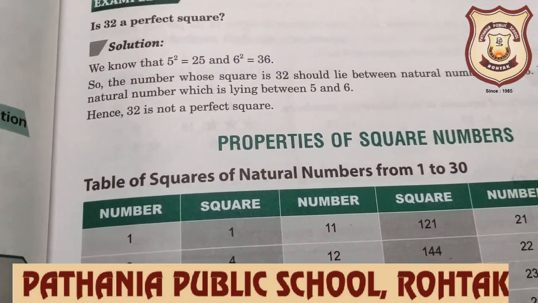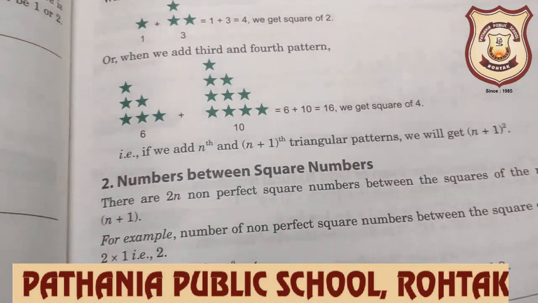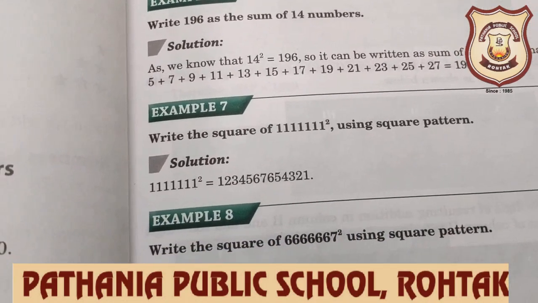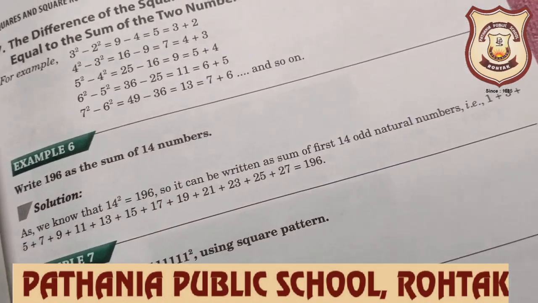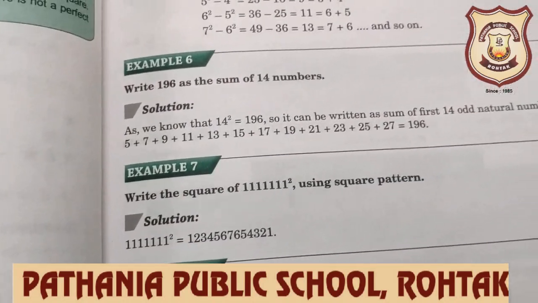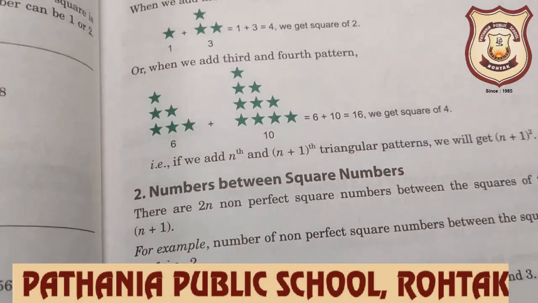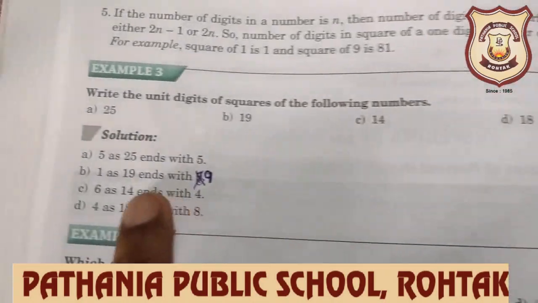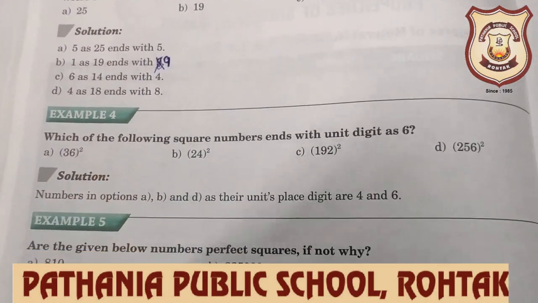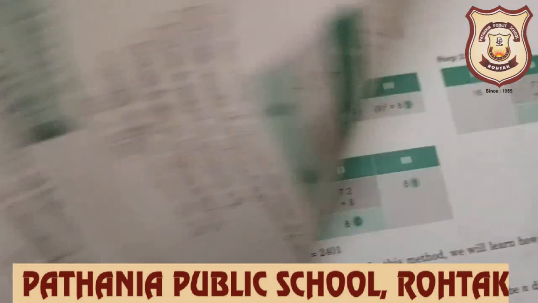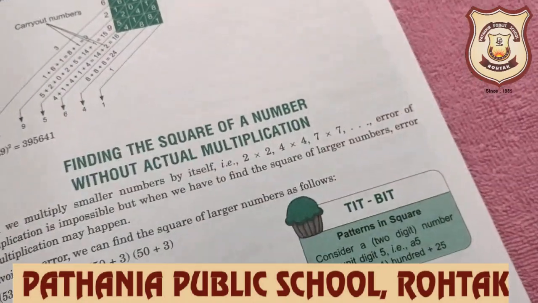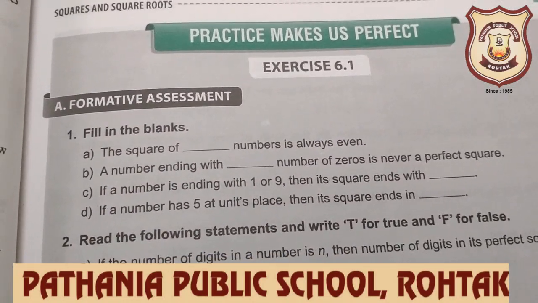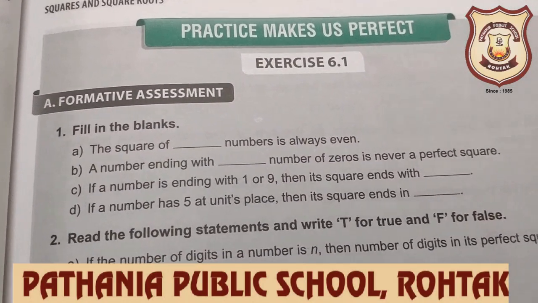So what you have to do, in your fair notebook, examples 6, 7, 8 are not for today. Example 2, then example 3, example 4, example 5, and then question number 1. This question number 1, you complete in your fair notebook.